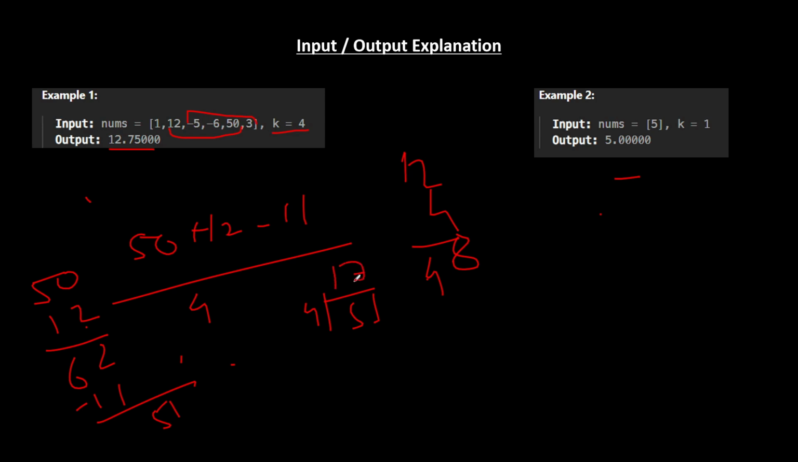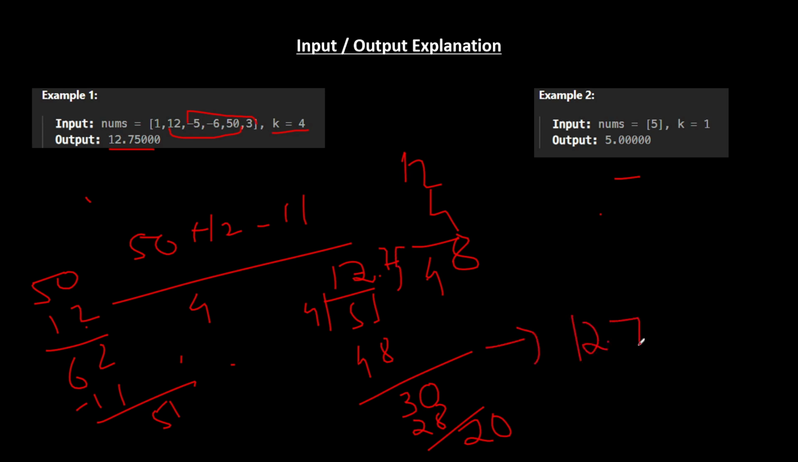So 51 minus 48 gives us 3. Adding a 0 here, we get 30. 7 into 4 gives us 28, which leaves us with 2, and we again add 0 here, so we get 20, and 4 into 5 is 20. So our output comes out to be 12.75. Yeah, so this is the maximum we will be getting as the output.